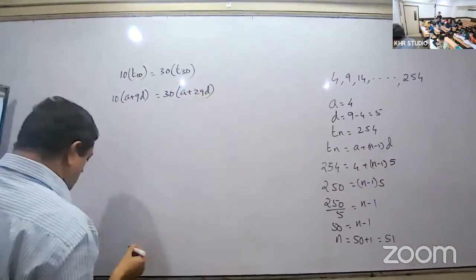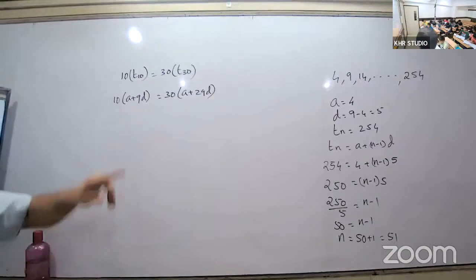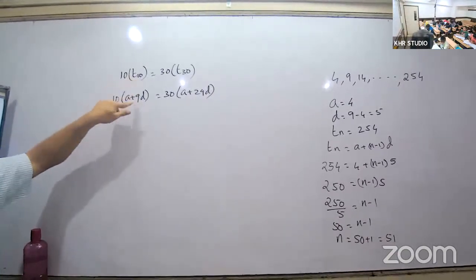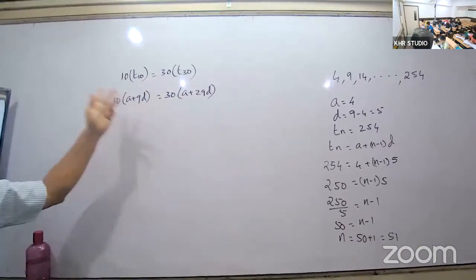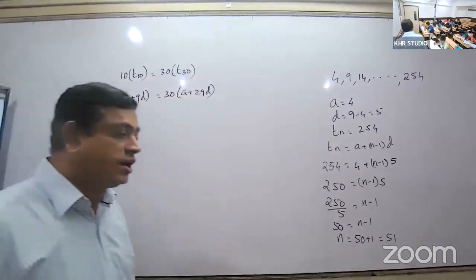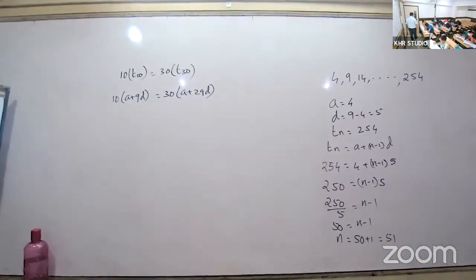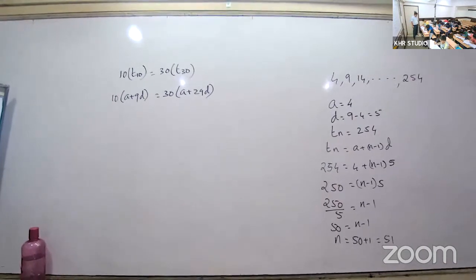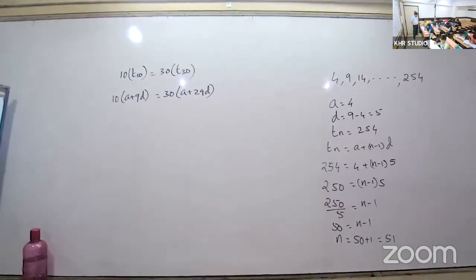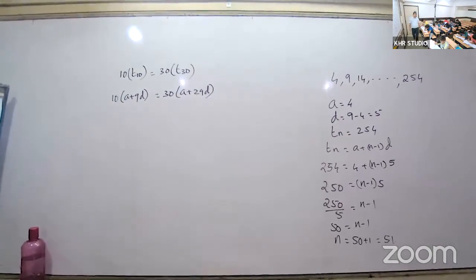Can you simplify and get the relation between A and D? T10 is the same as A plus 9D, and T30 is the same as A plus 29D. So substitute, simplify, and get a relation between A and D.